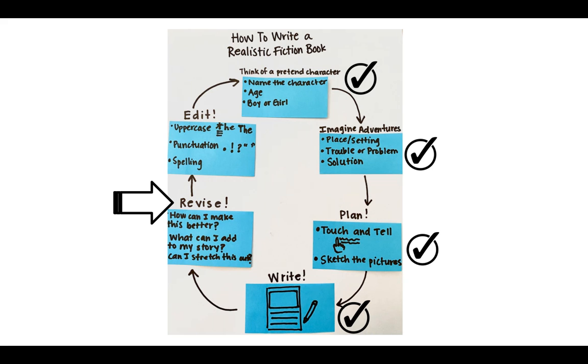When you revise, you ask yourself, how can I make this even better? What can I add to my story? How can I stretch this out? Writers, today you're going to saddle up for a revision party and be rereading all of the books you've written so far to see how you can make your writing even better than it already is. This may sound familiar because a few weeks ago, we saddled up for our revision party by revising our first realistic fiction book.